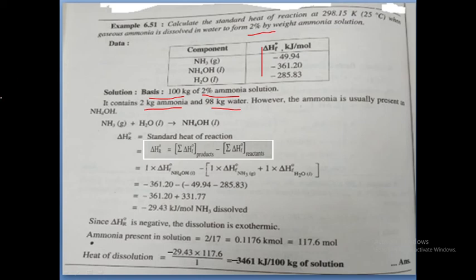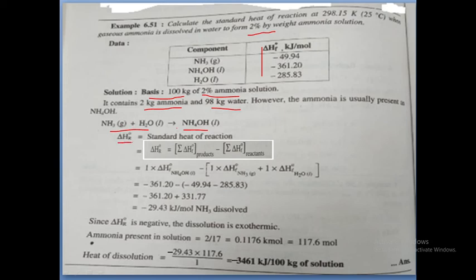So from the components you should write the chemical reaction. The chemical reaction is not available in your problem, so you should write it. Ammonia reacts with water to produce ammonium hydroxide. Ammonium hydroxide is in liquid form, water also liquid form, ammonia is in gaseous form. Are you clear or not?